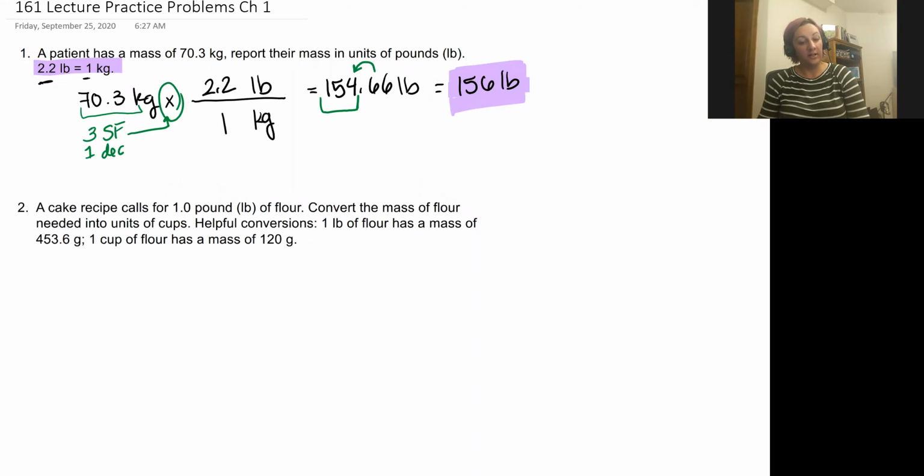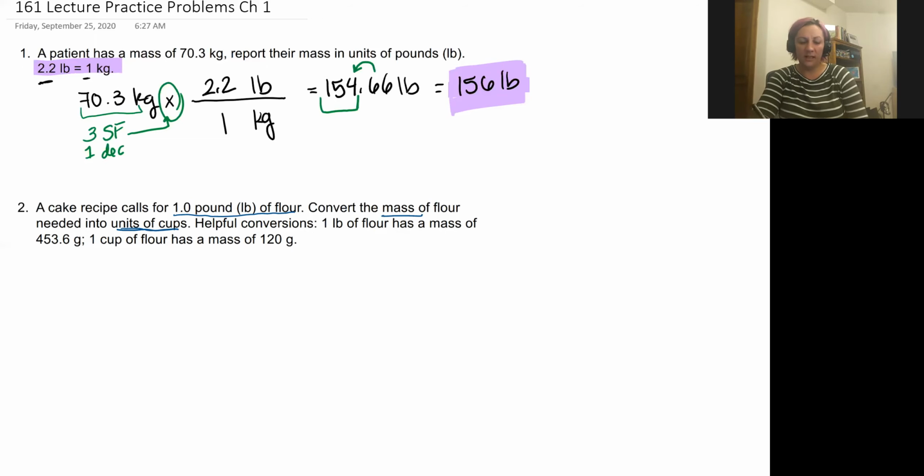Our next question is conversion for a recipe. So we're making a cake. A pound of flour is what I'm being given. So right away, I'll go through and highlight these. Being told the recipe calls for a pound of flour, and I need to convert that mass of flour into the units of cups because I don't have a kitchen scale, let's say. I know I need units of cups, and I'm starting out with pounds.